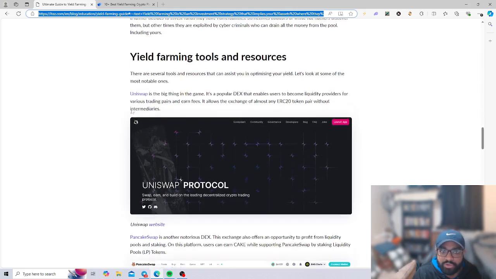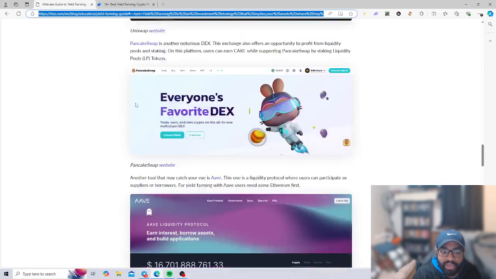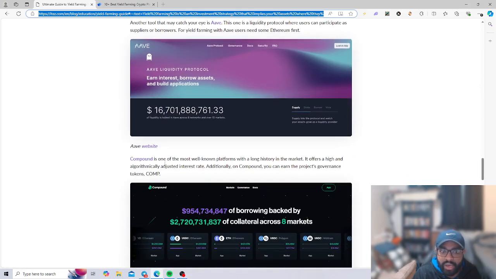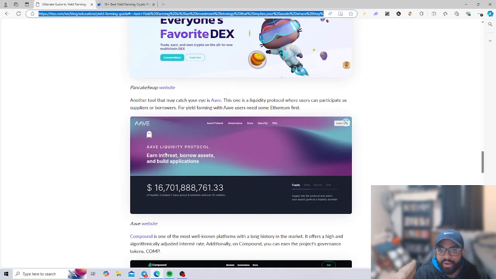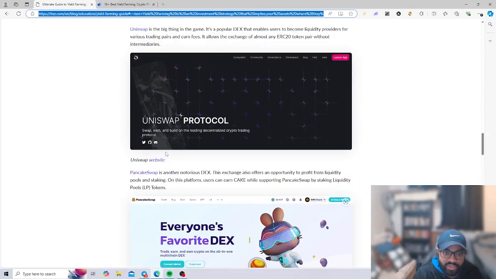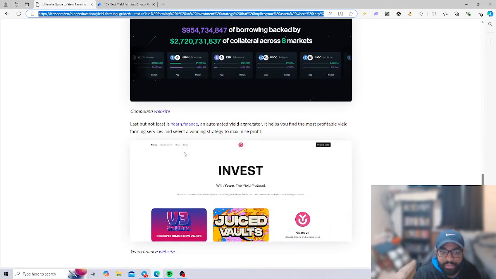But yield farming tools and resources: they have Uniswap, PancakeSwap, Aave, Compound. So we can just look at a few of these. Another tool that may catch your eye is Aave. This is one liquidity protocol where users can participate as suppliers or borrowers. For yield farming with Aave, users need some Ethereum first. So they have Uniswap, and a lot of the popular ones.